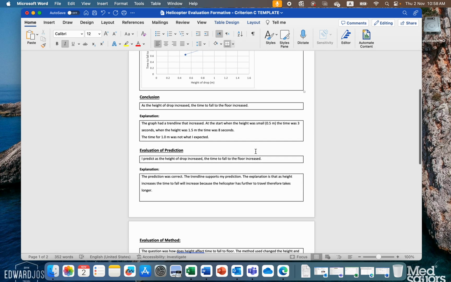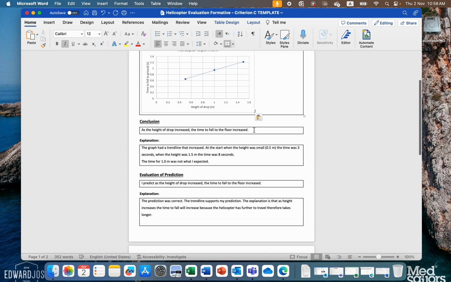Then we write a conclusion. A conclusion is in grade 6, it's just one sentence saying what our results show. So for mine, as the height of drop increased, the time to fall to the floor increased. That's all it is. What do our results show us? The explanation is, why do you think that? And I've done a very basic explanation, just saying, the trend line increased, went up.